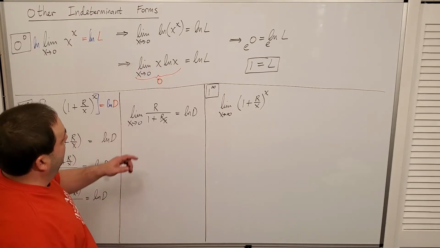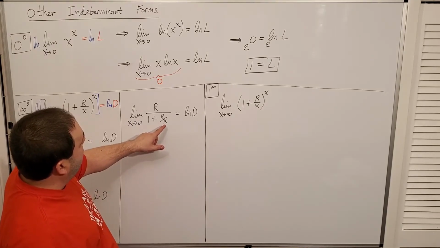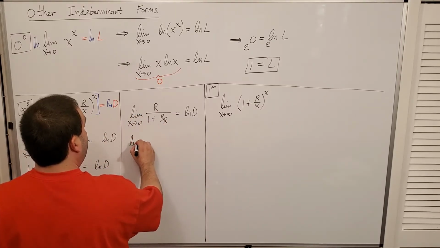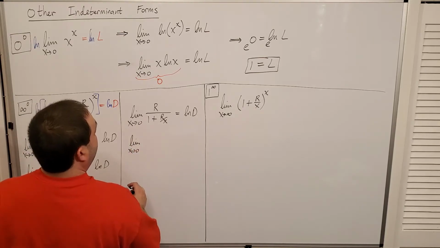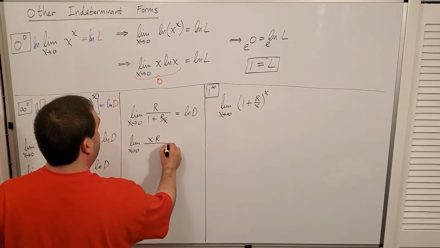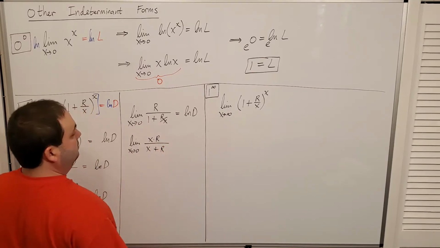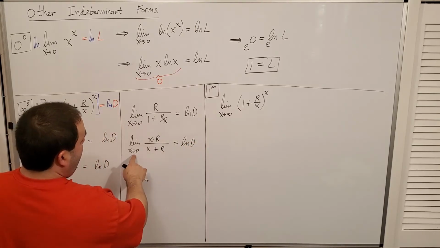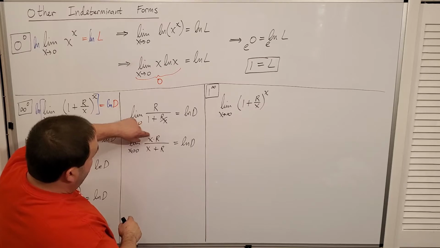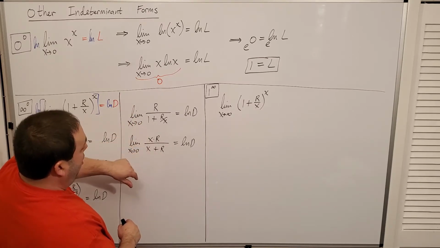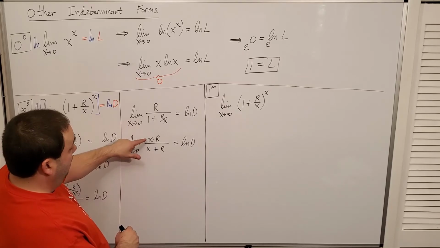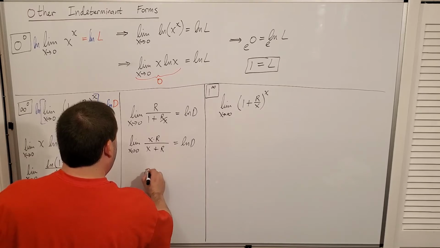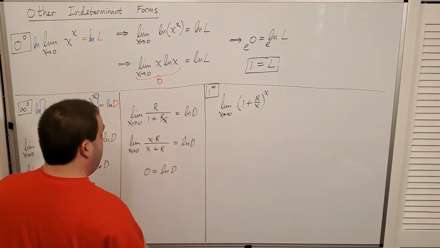Alrighty. So then if I were to multiply x in these three places, I could have the limit as x goes to 0 of x times r over x plus r is equal to the ln of d. And then I can let x go to 0. 0 times r is 0. 0 plus r is r. So I can actually do 0 divided by r. That's okay, right? I'm just getting 0 is equal to the ln of d.